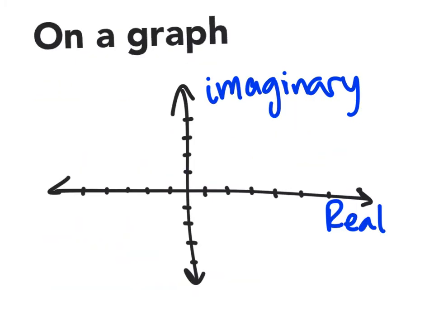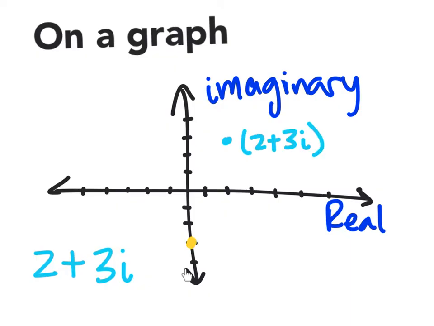To graph these, instead of an x and y axis, we have a real and imaginary axis. So if you wanted to graph something like 2 plus 3i, I would go out 2 in the positive real direction, 1, 2, and up 3 in the imaginary direction to give my point here at 2 plus 3i. So what would this point right here be? We didn't go either direction in the real, so it has no real component, and it went -3 in the i, so this is just -3i.